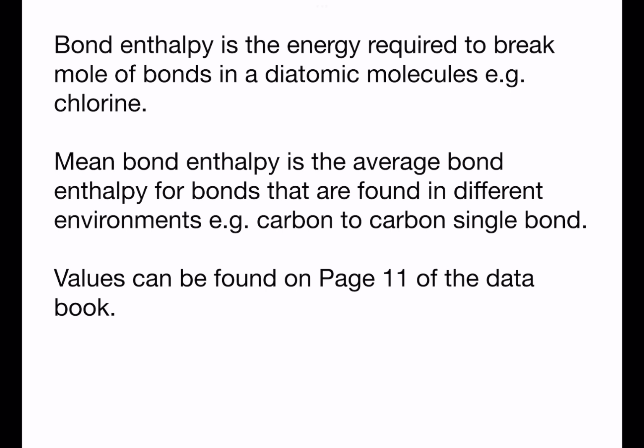Today we're going to practice using bond enthalpies for calculations. Bond enthalpy is the energy required to break a mole of bonds in a diatomic molecule, for example chlorine. Mean bond enthalpy is the average bond enthalpy for bonds that are found in different environments, such as carbon-to-carbon single bonds or carbon-to-carbon double bonds. The values for bond enthalpies can be found on page 11 of your databook.